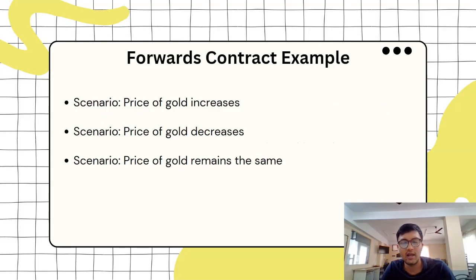So let me go back to the forward contract example. Let's say the price of gold increases, the price of gold decreases, and the price of gold remains the same. What will be the case with a forward if I enter some kind of forward contract with another party? Let's say today the price of gold is around 70,000 rupees per 10 grams. And I enter into a contract with a person stating that I want to buy gold, which I'm expecting will rise to 75,000 rupees in the coming month.